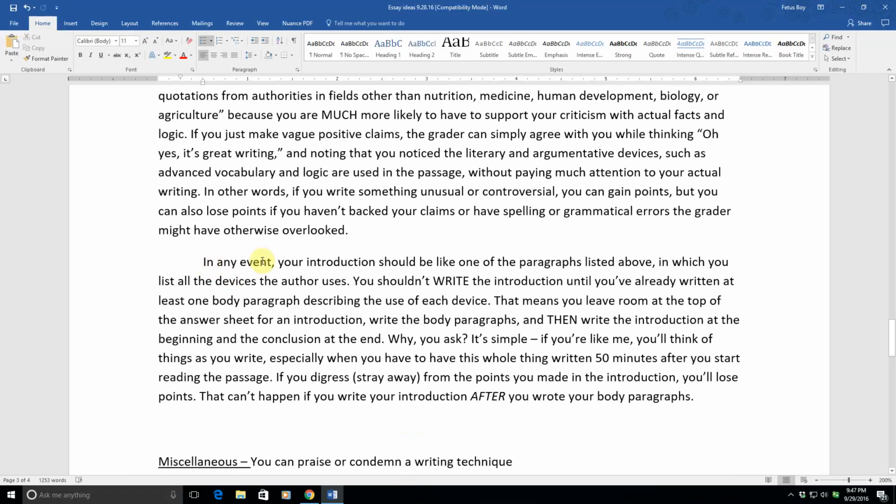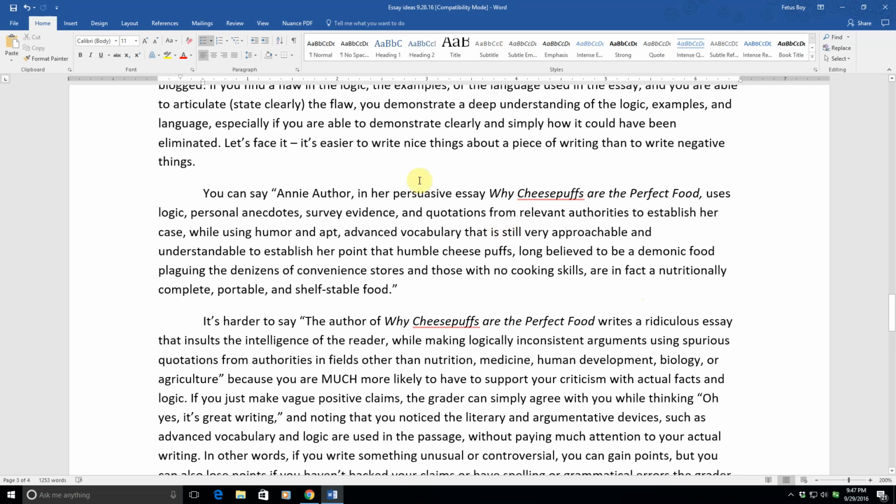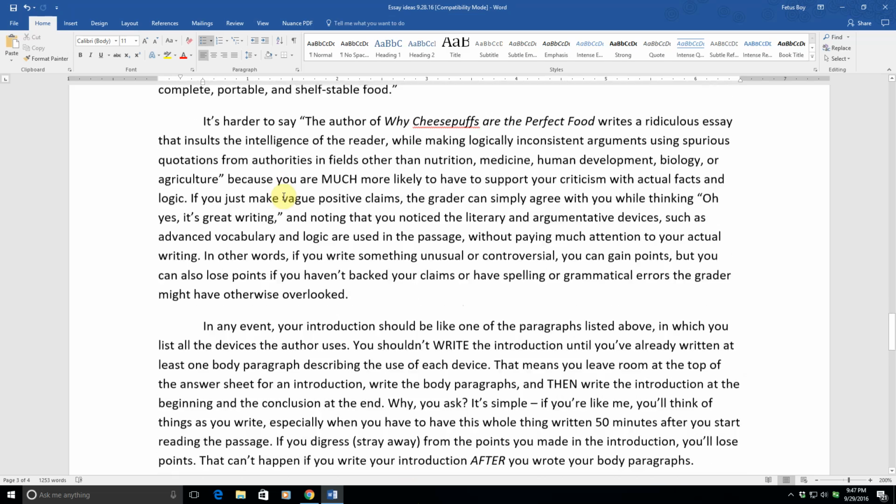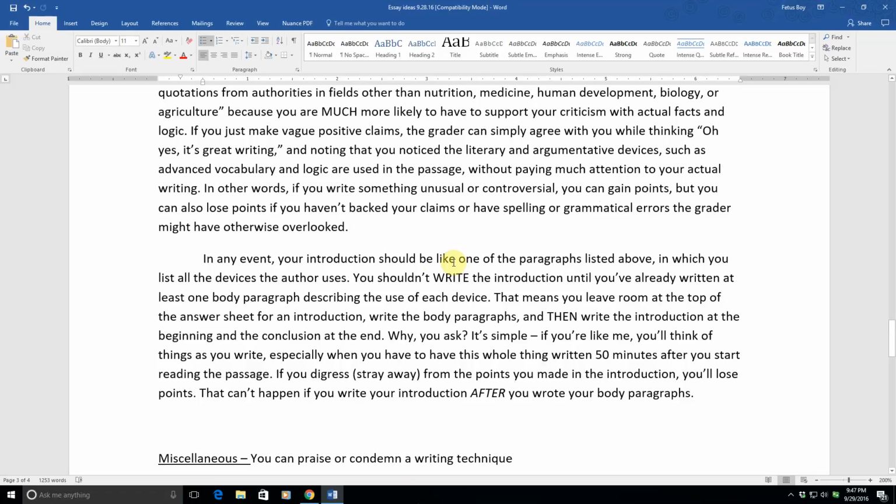So, in any event, your introduction should be like one of the paragraphs listed above, most likely the first one where you just say nice things about it, and list all the devices that the author uses, and name the author if the author's name is listed, and give the title if the title is listed. But you shouldn't write the introduction until you've already written at least one body paragraph describing the use of each device. So if you want to talk about logic, write one paragraph about logic.